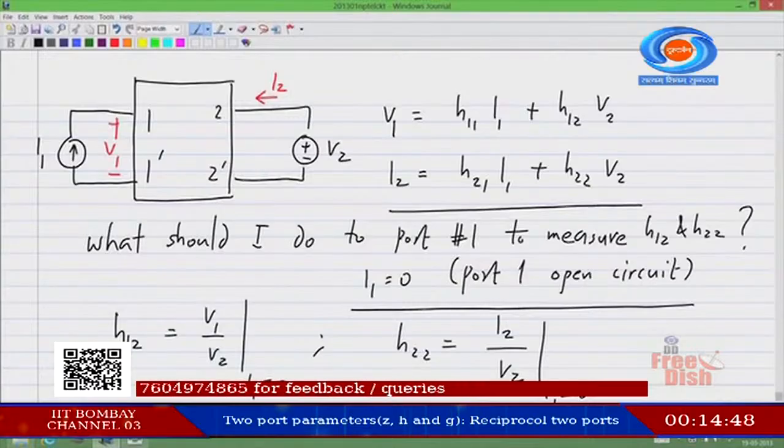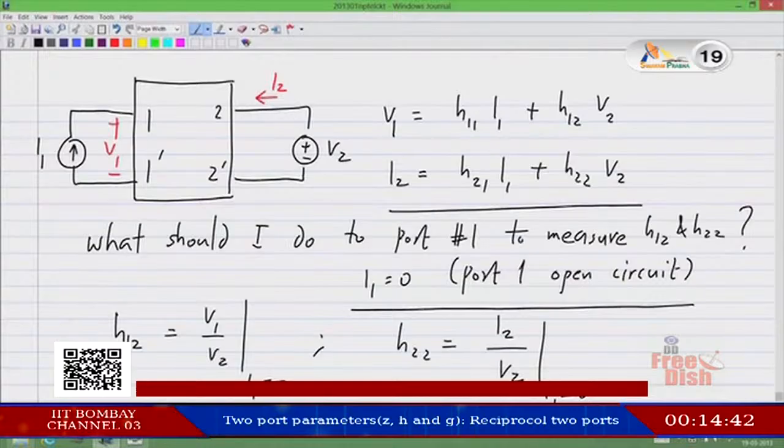Now traditionally, there are components known as bipolar junction transistors which are used to make amplifiers. So those were described with H parameters.